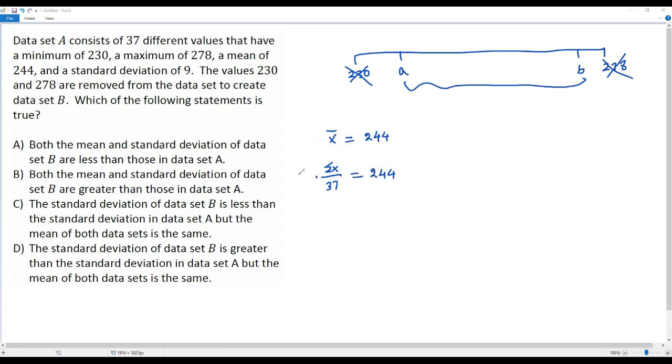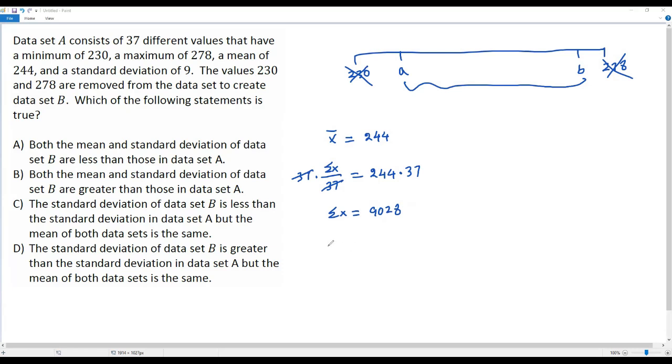Let me multiply both sides of this equation by 37. Then this 37 will cancel out. We get the summation of x on the left side. On the right side, let me multiply 244 and 37. I am getting 9028. Here I got the sum of the 37 different values in data set A, which is equal to 9028.